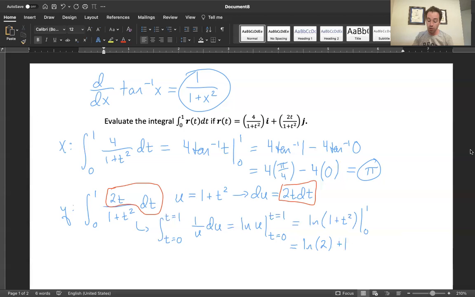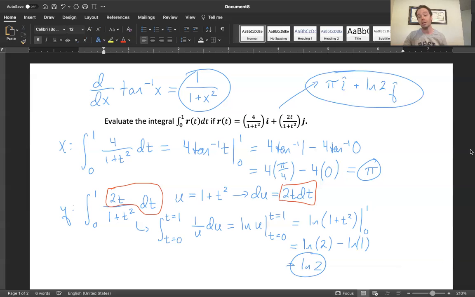ln of 1 plus 0 squared is, oops, I should be doing subtraction, minus ln of 1 plus 0 squared is 1, ln of 1. And everybody who knows anything knows that ln of 1 is 0. It is nada, zilch. So this is ln of 2. So this integral is equal to an x component of, nope, vector brackets, please. Well, I'll do i and j. It is pi i plus ln 2 j.